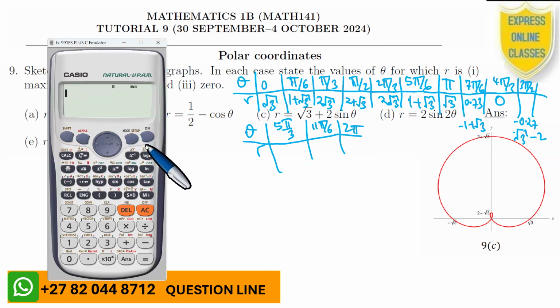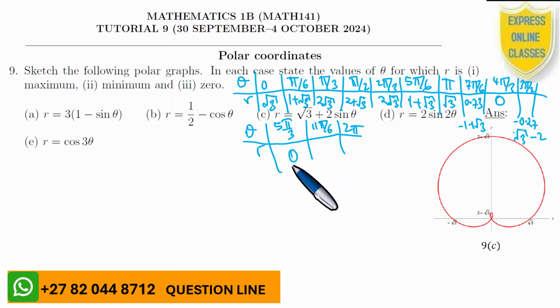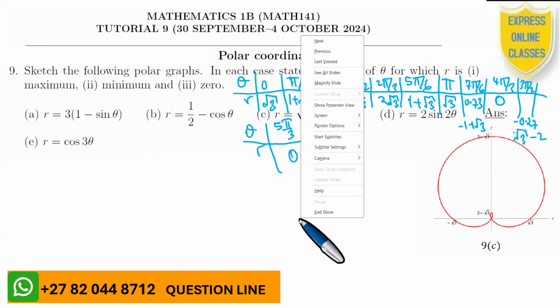So which means that you'd have the square root of 3 plus 2 times the sine of 5 pi by 6, which is 0. 11 pi out of 6.